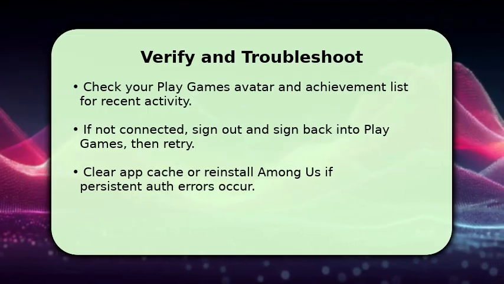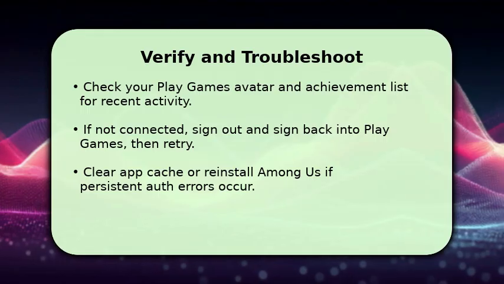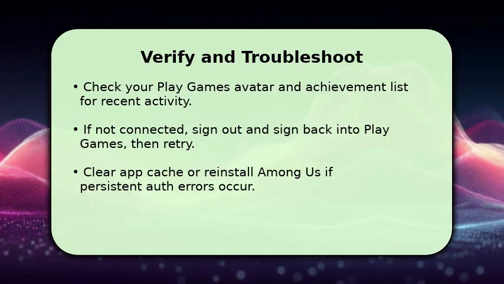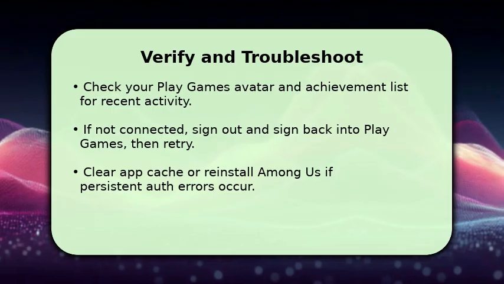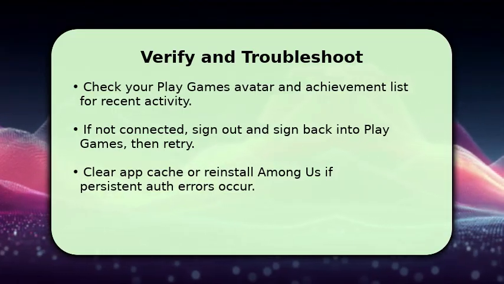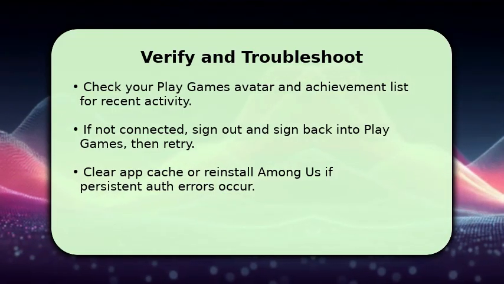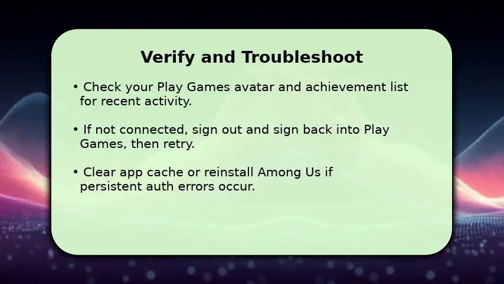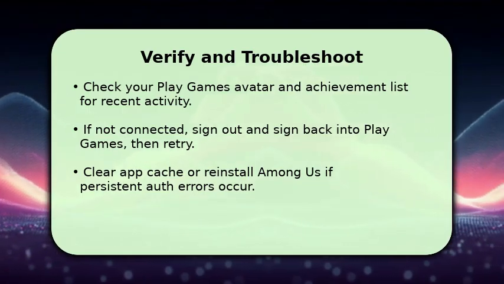If something goes wrong, sign out of Google Play Games and sign back in, then retry the in-game sign-in. If issues persist, clear the app cache or reinstall Among Us to reset authentication. This often resolves token or permission conflicts, so you can reconnect successfully.